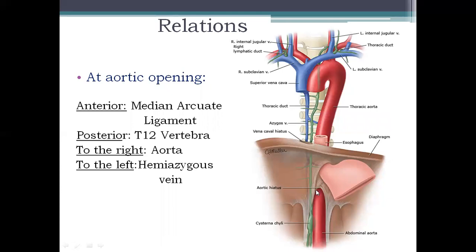So anteriorly, this is the thoracic duct at the right side. Anteriorly at the aortic opening, the thoracic duct is bounded by the median arcuate ligament of the diaphragm. What is there posteriorly? What's the level of the aortic opening? It's the T12 vertebra, right? So the posterior relation would be the T12 vertebra. Then on the right, here we can see the Azygos vein. And then on the left, we will see the abdominal aorta or the descending thoracic aorta.